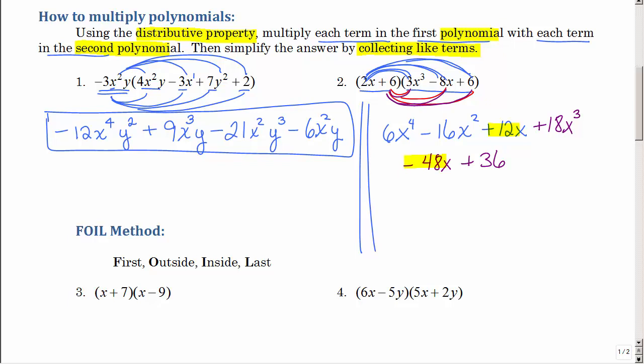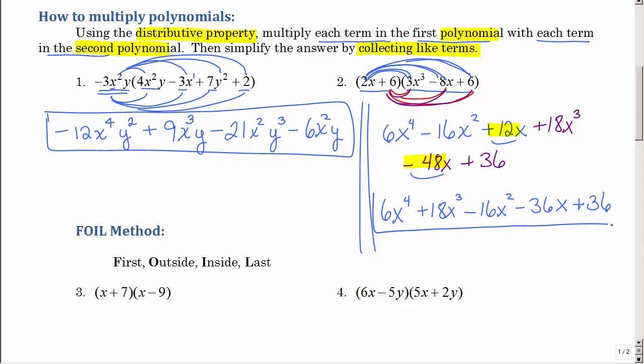I'm going to write my answer in standard form because I can. So I have 6x to the 4th plus 18x cubed minus 16x squared, and now I'm going to put my x's together, so that's minus 36x plus 36. Descending order, I've collected all the like terms. I think I've not made any mistakes.